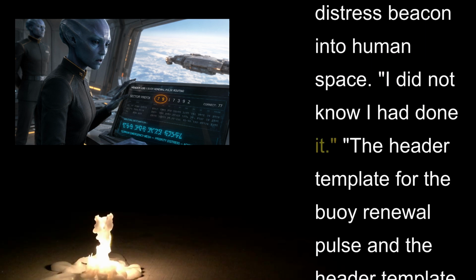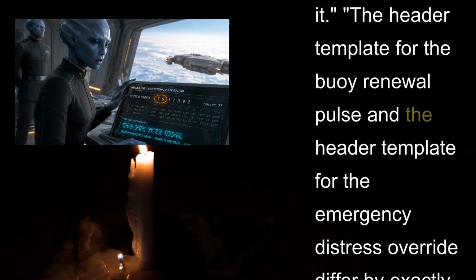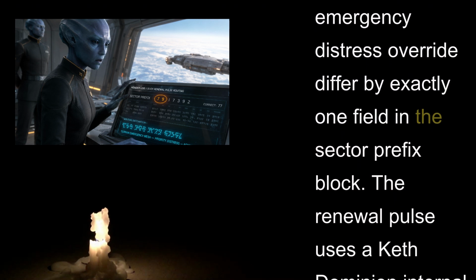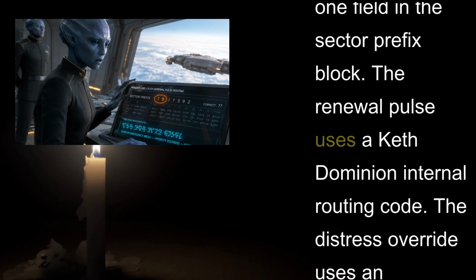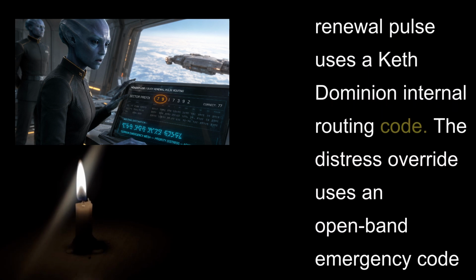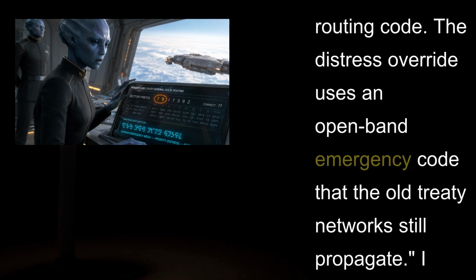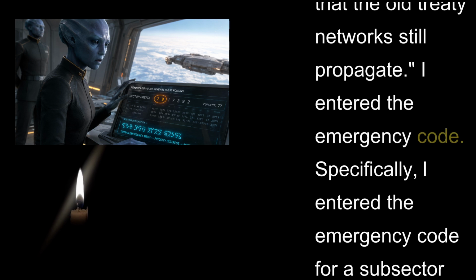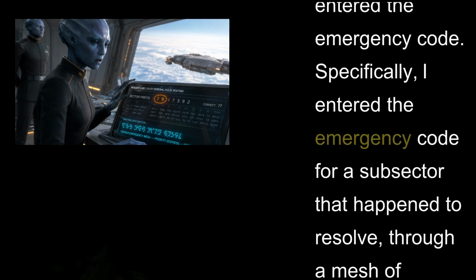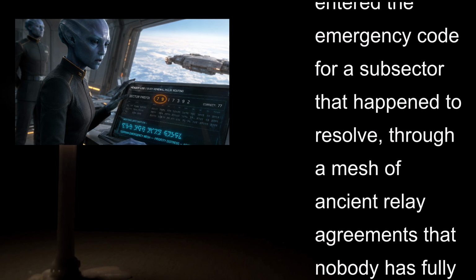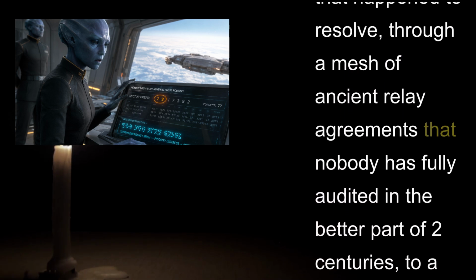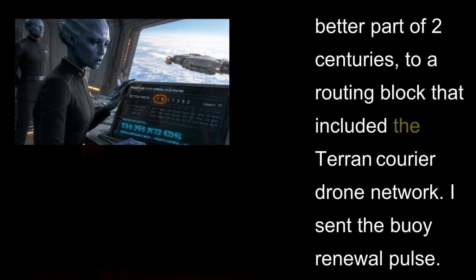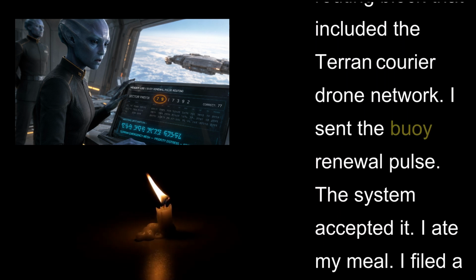I did not know I had done it. The header template for the Buoy-Renewal pulse and the header template for the emergency distress override differ by exactly one field in the sector prefix block. The renewal pulse uses a Keth Dominion internal routing code. The distress override uses an open band emergency code that the old treaty networks still propagate. I entered the emergency code. Specifically, I entered the emergency code for a subsector that happened to resolve through a mesh of ancient relay agreements that nobody has fully audited in the better part of 2 centuries to a routing block that included the Terran Courier drone network.